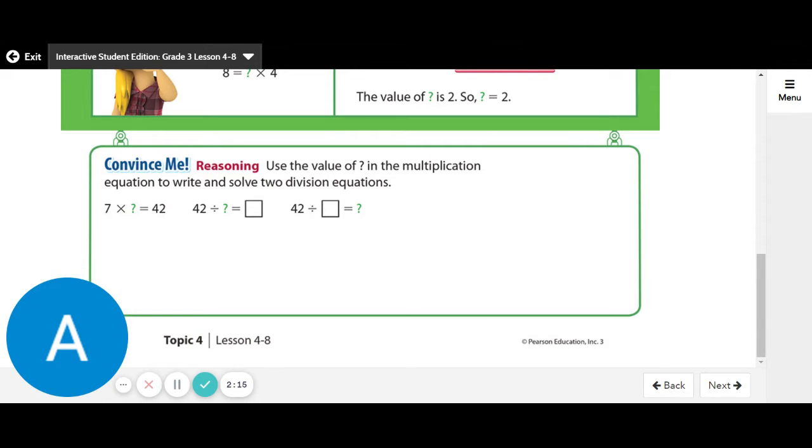Use the value of the question mark in the multiplication equation to write and solve 2 division equations. Thinking back to our fact family: 7 times something is 42. So we know 42 divided by that same something would be 7. We know 42 divided by 7 equals that question mark. And that question mark would be 6 because we know 7 times 6 is 42. 42 divided by 6 equals 7. 42 divided by 7 equals 6.